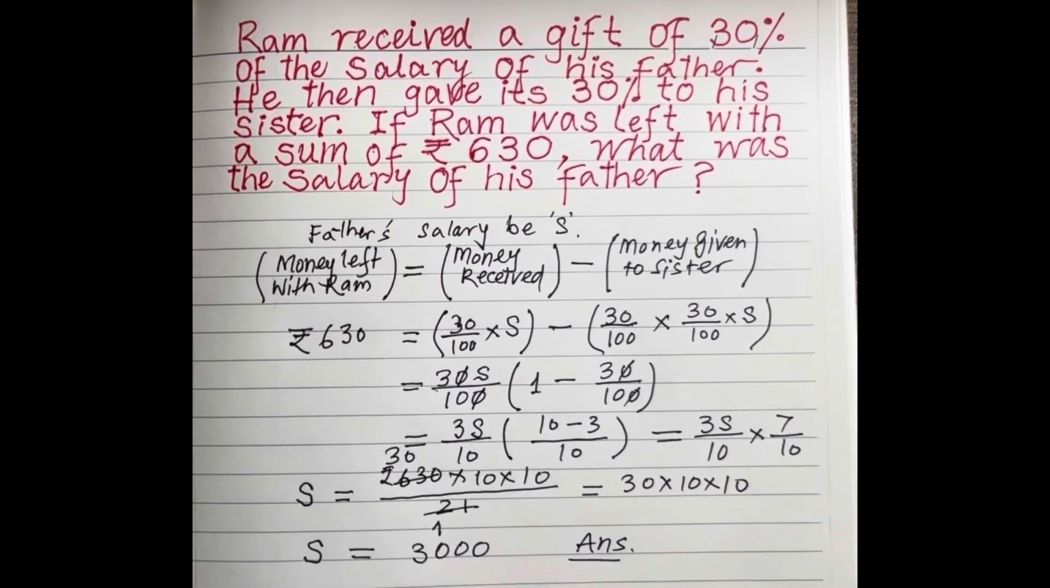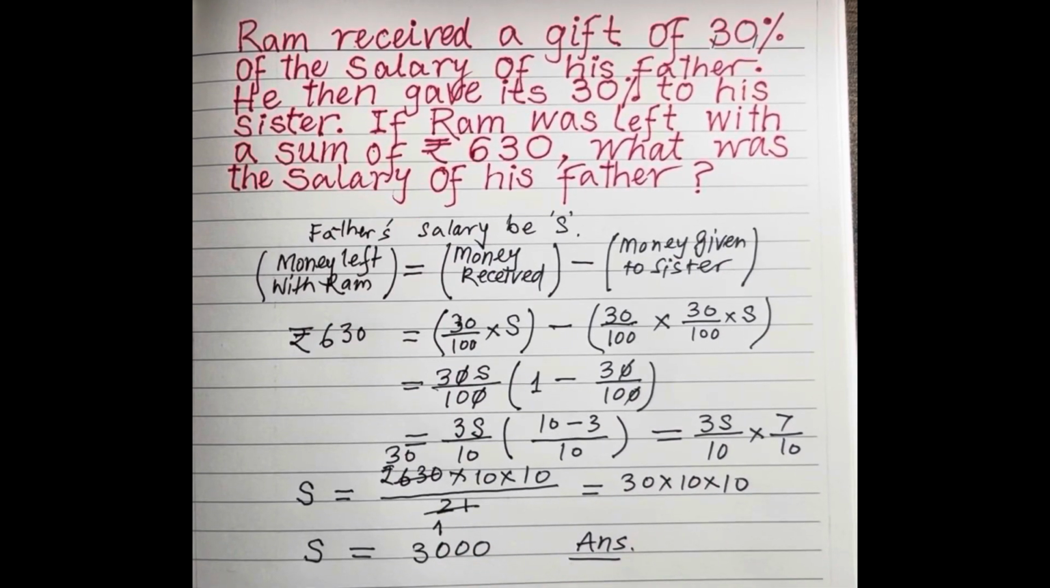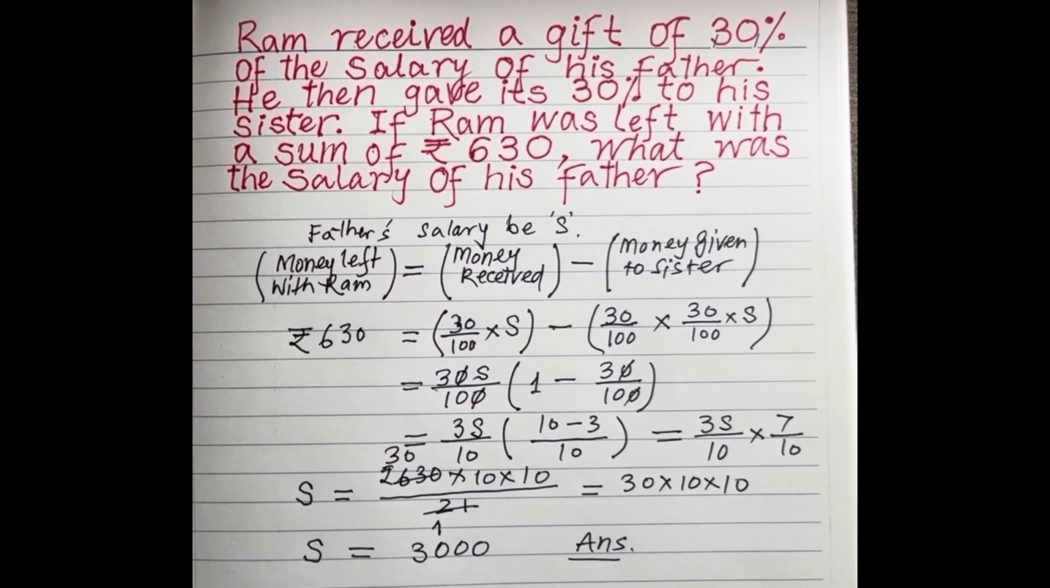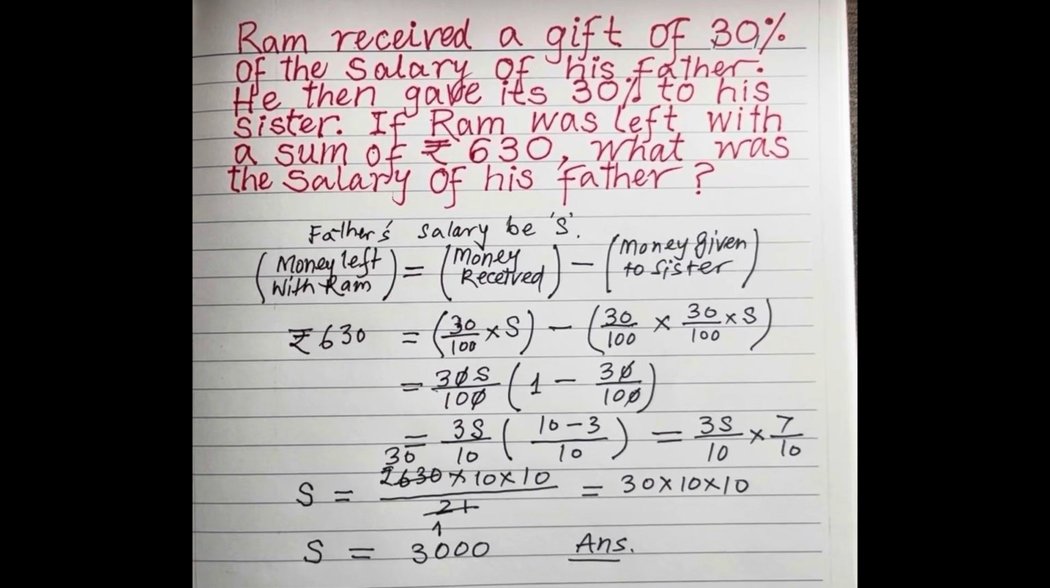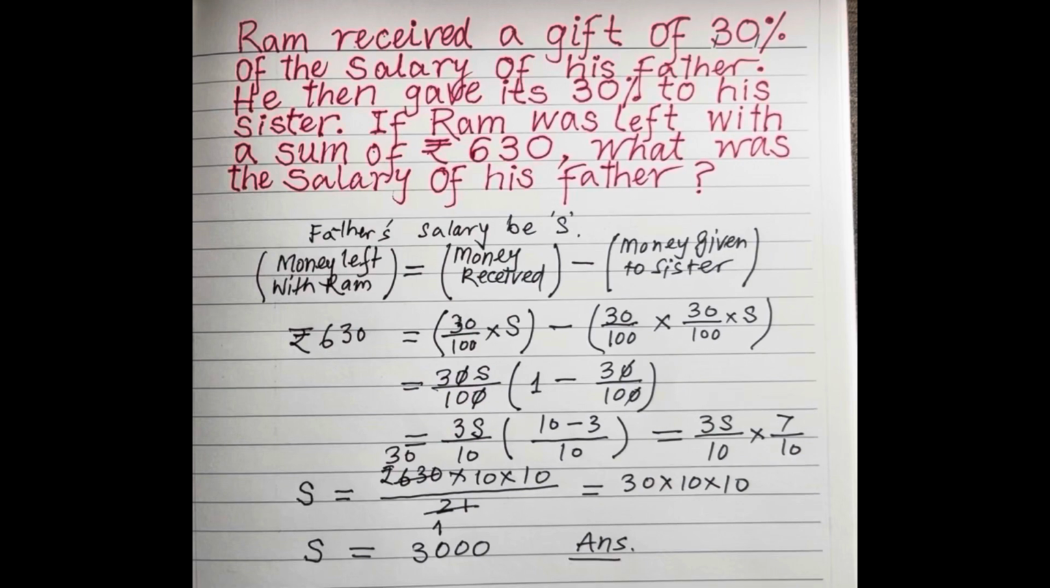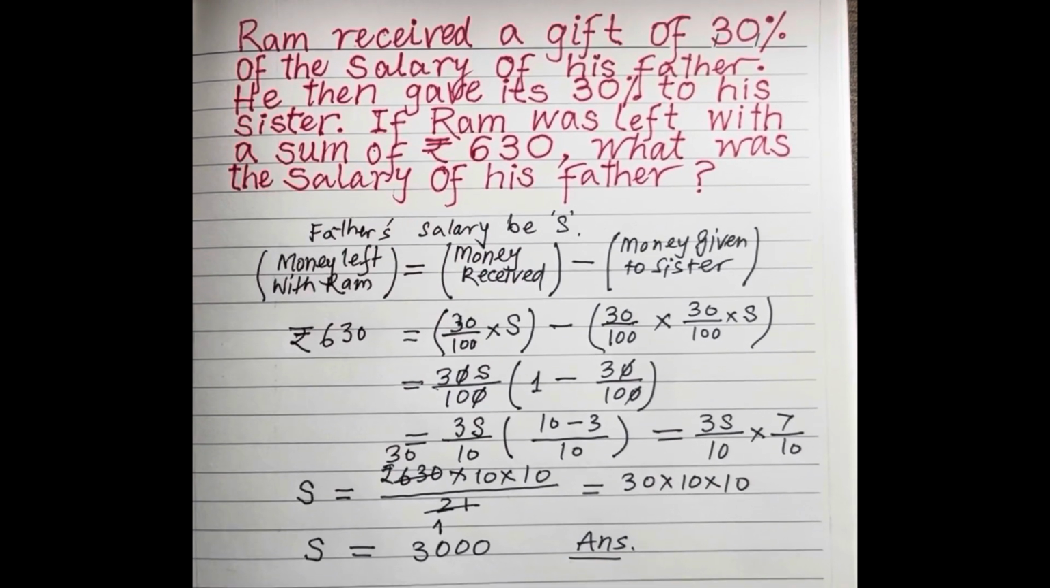And that's our answer. So friends, a difficult problem has been solved quite easily by following a logic-based approach. That is, the money received minus money given out is the money left with Ram.